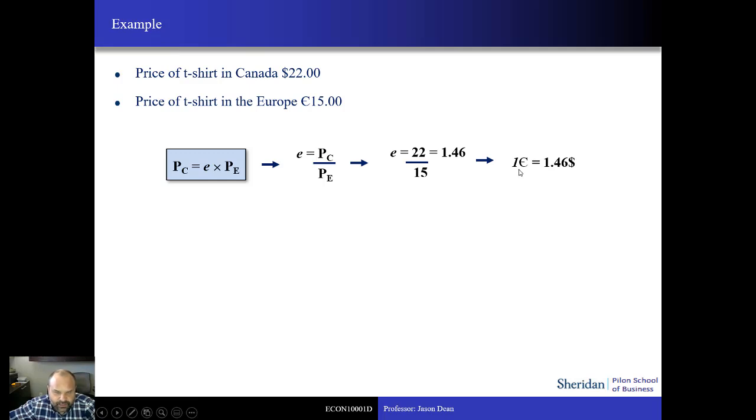In fact, if we actually do that, we can multiply both sides of this by 15, and then we would see that we would need $22 to get 15 euro.